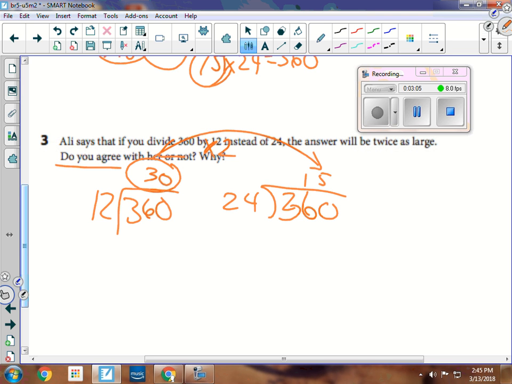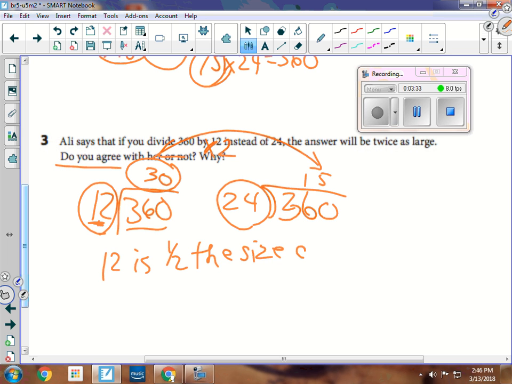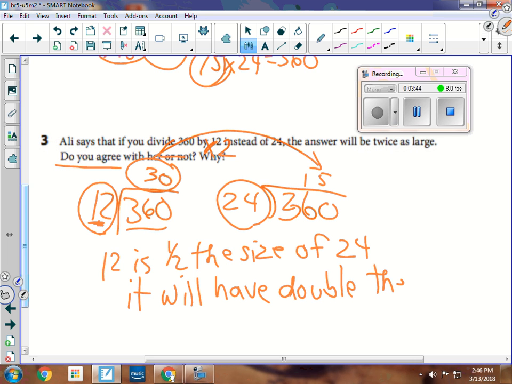But I also know this. Division is asking you how many of the divisors, that's 12 in this case, are in 360. And this one is how many 24s are in 360. Since 12 is half the size, there's going to be a lot more 12s in 360 than 24s. We're dividing the same number, 360, in both. So since 12 is half the size of 24, it will have double the amount into 360. And I think that's pretty straightforward. I don't think you need to tell me much more than that.